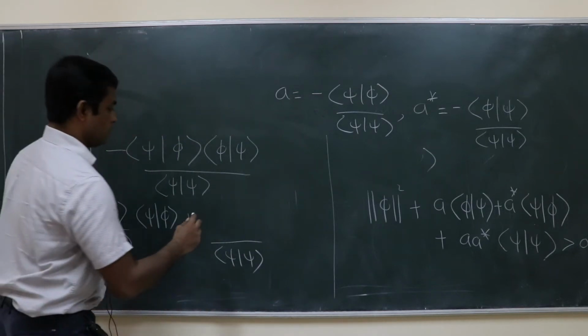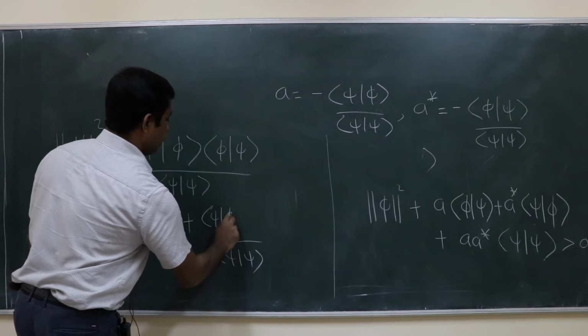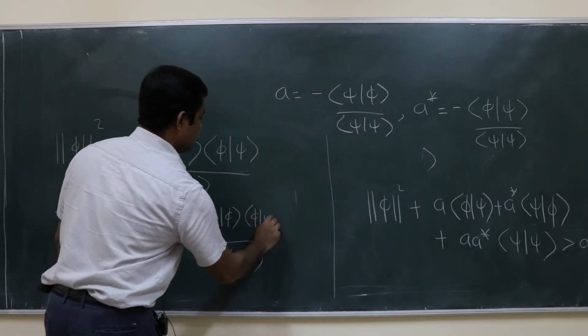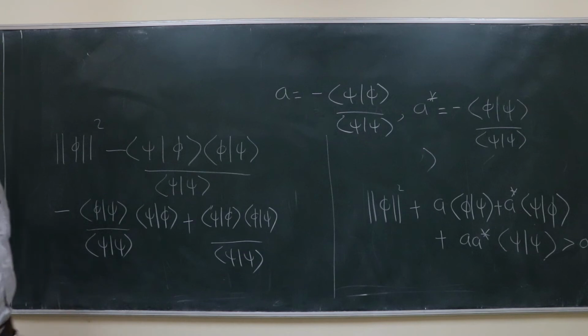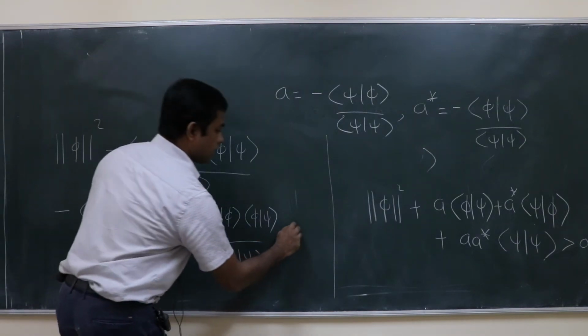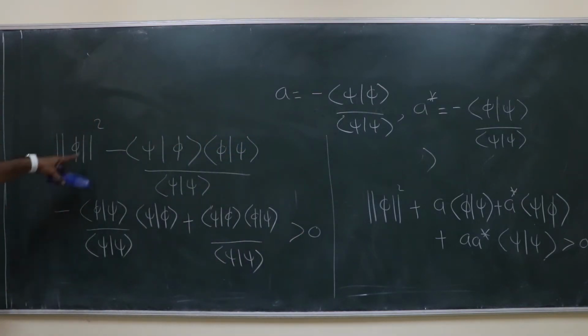Bra psi ket phi and ket phi, bra psi ket phi and bra phi ket psi. That's it, right? Which is greater than or equal to 0. Okay, so can you simplify this?